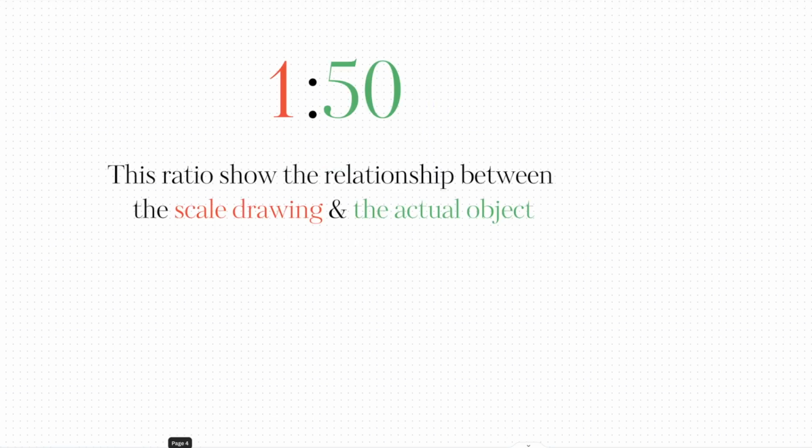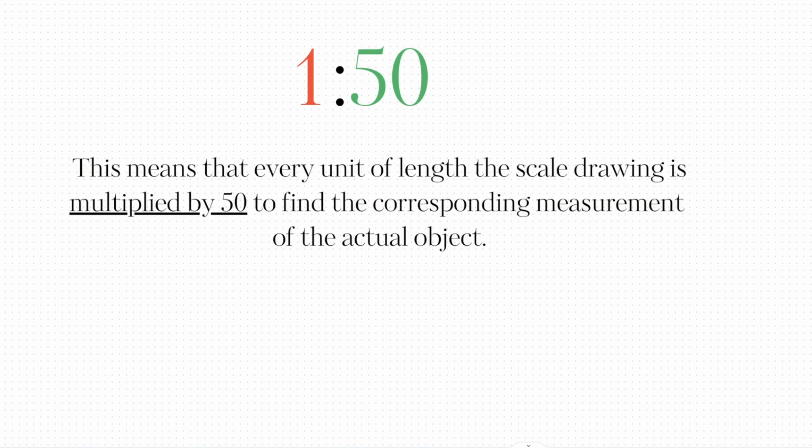So when you see this, the ratio shows the relationship between the scale drawing and the actual object. The first number is used for the scale drawing, and that's highlighted in red. The second number is used to represent the actual object in real life, which is in green. This means that every unit of length on the scale drawing is multiplied by 50 to find the corresponding measurement of the actual object. So let's say, for example, we have a measurement of 2 inches. That means we'd multiply it by 50 to get the actual.